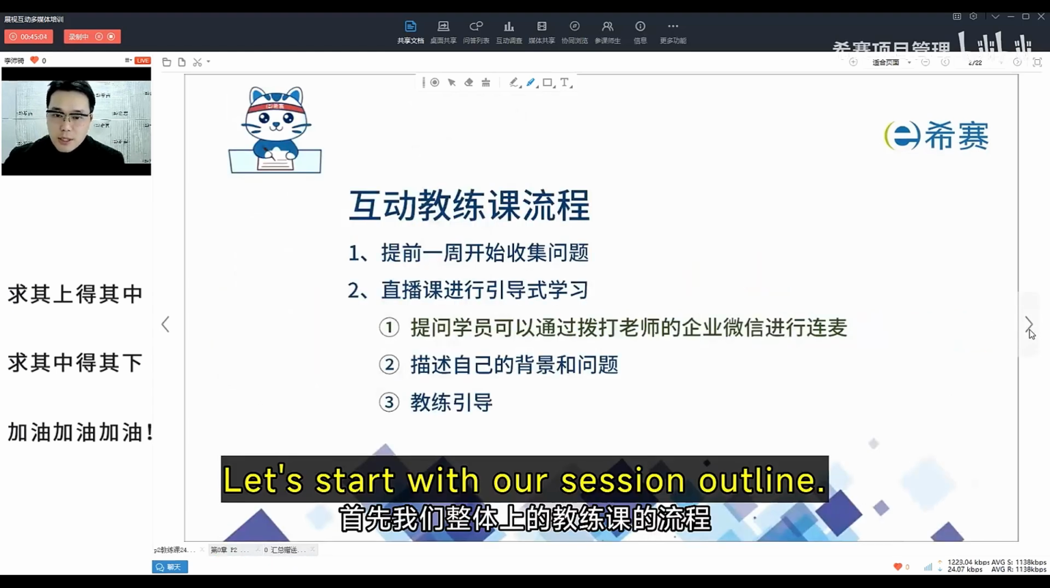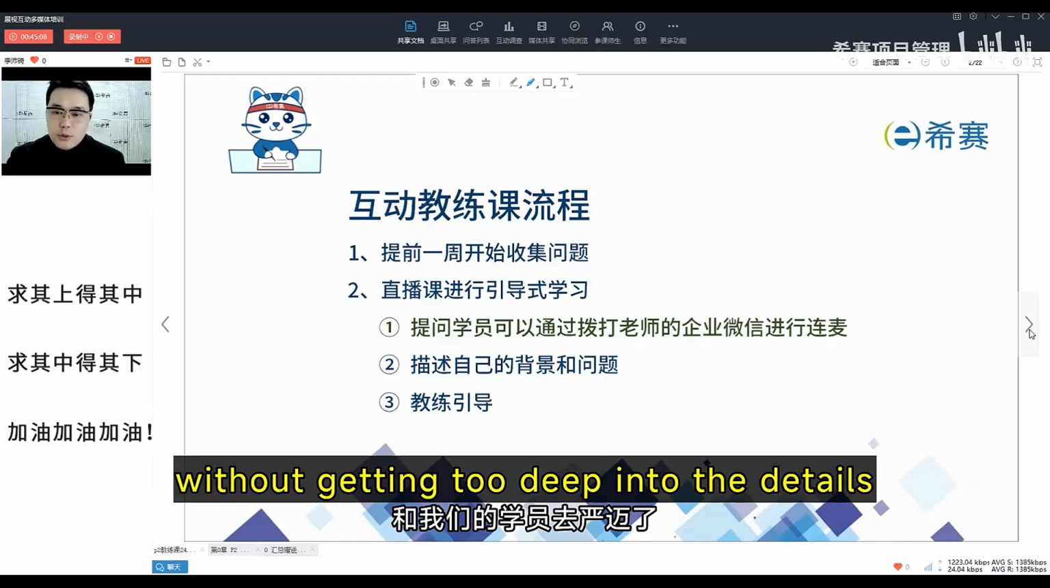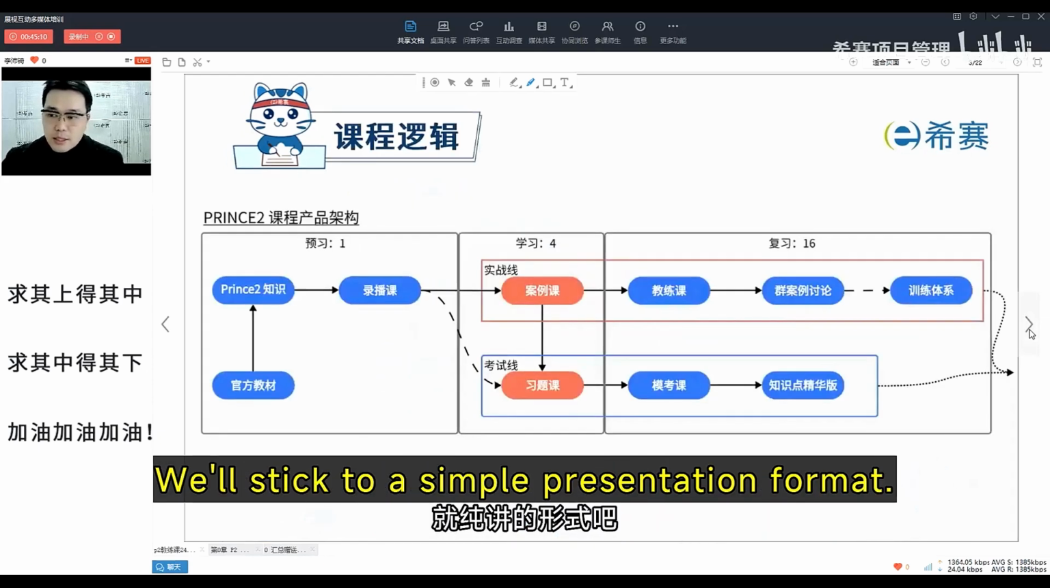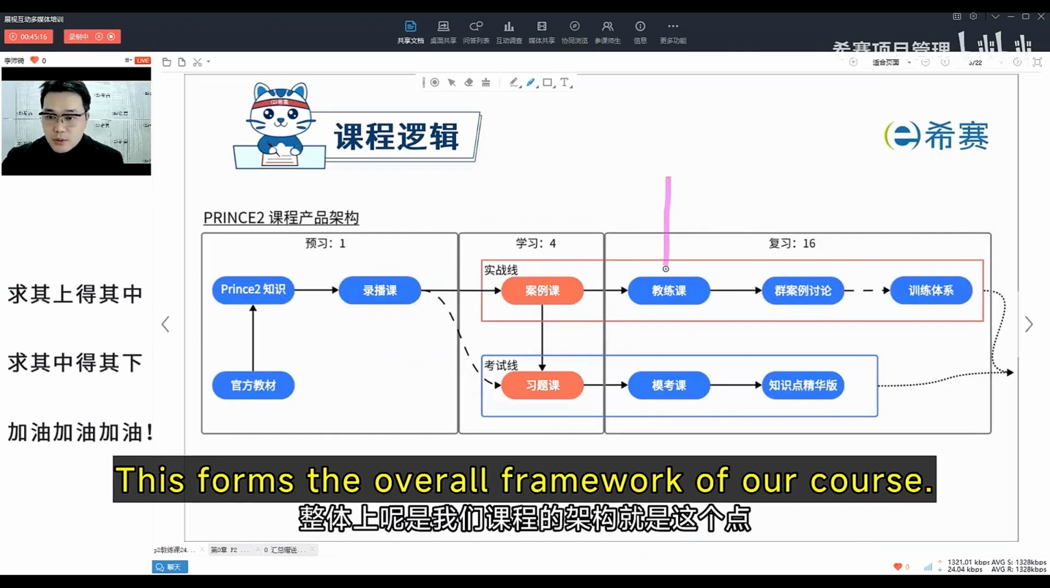Let's start with our session outline. We'll keep the classic case studies light, without getting too deep into the details. We'll stick to a simple presentation format. And of course, I'd love to see everyone get involved. This forms the overall framework of our course.